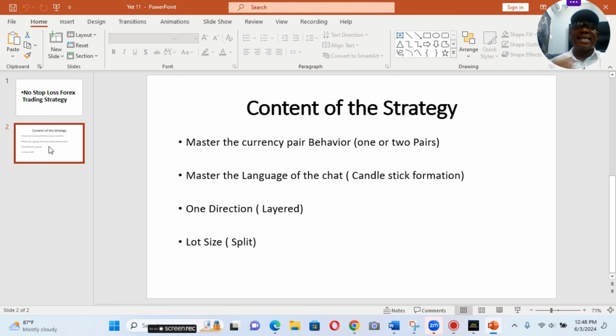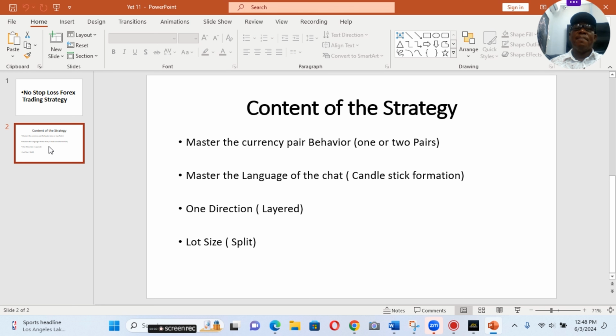Then the next thing is that you must master the language of the chart. Every successful trader knows what the chart is saying, no matter the indicator you are using. In fact, those indicators follow the lag. It's what the chart does, they do. So, understanding the chart, the candlestick pattern, the chart pattern, that is the beginning of your success as a forex trader. Then the third thing is one direction. I trade one direction. Any pair I want to trade, to avoid confusion, at that particular period, you will trade one direction of the trade.